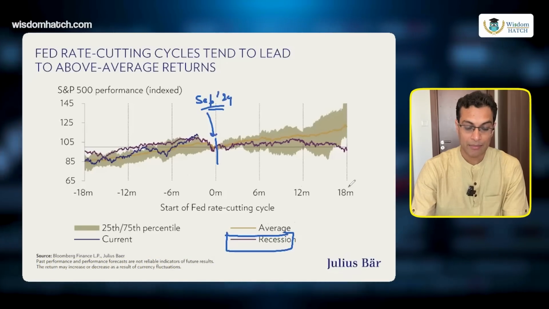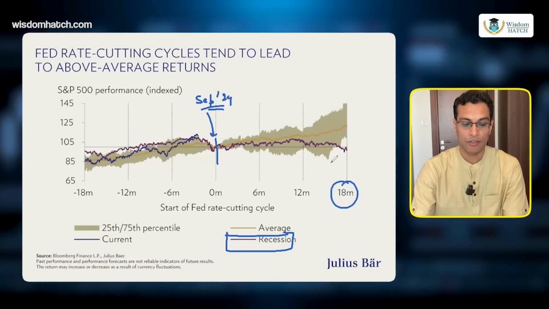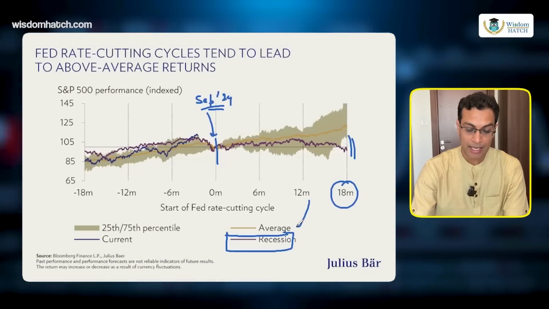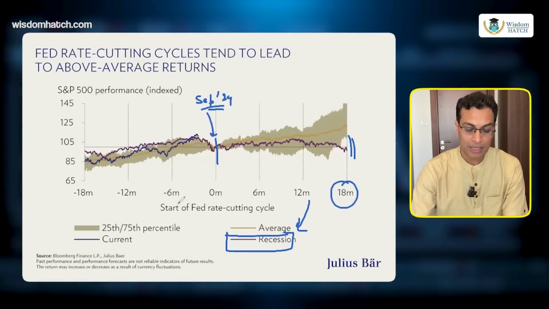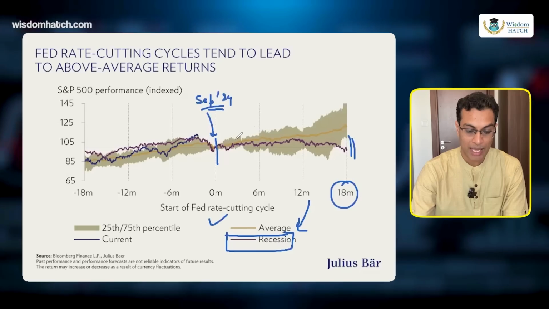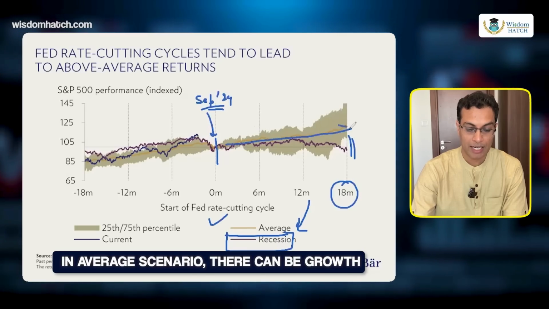So if we take an 18-month view, then the markets are likely to stay sideways in case there is a recession. But on the flip side, if there is an average scenario, then there will be growth, right? So we will continue to grow.